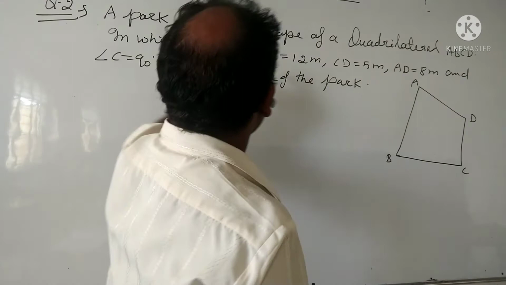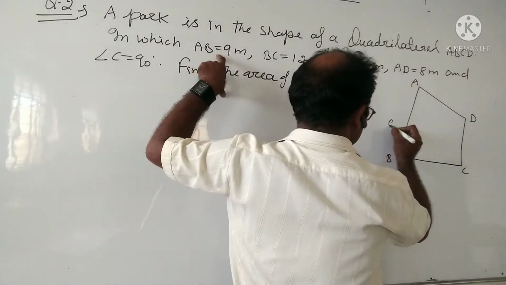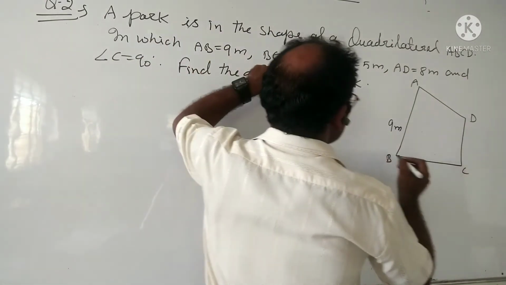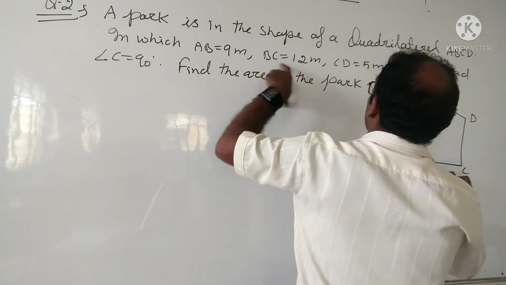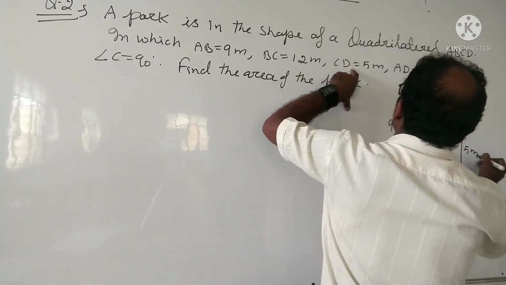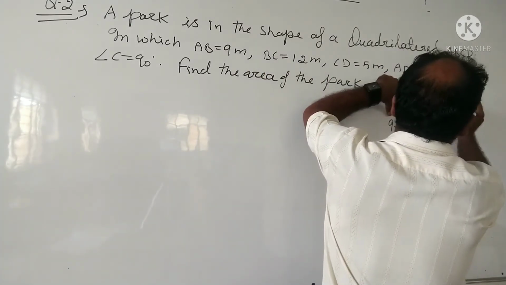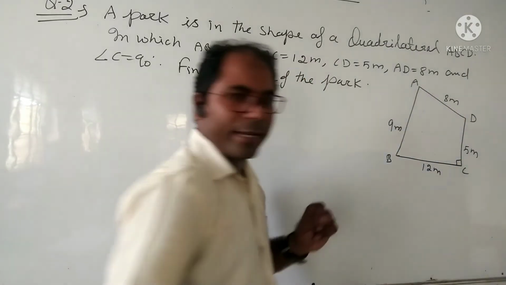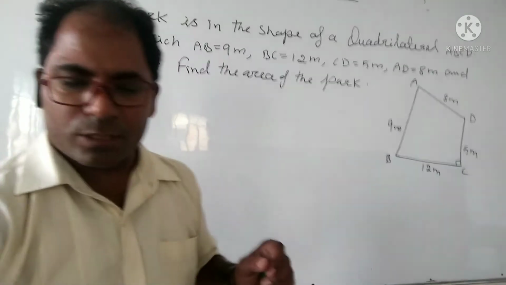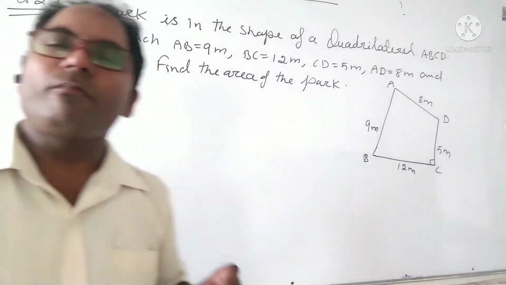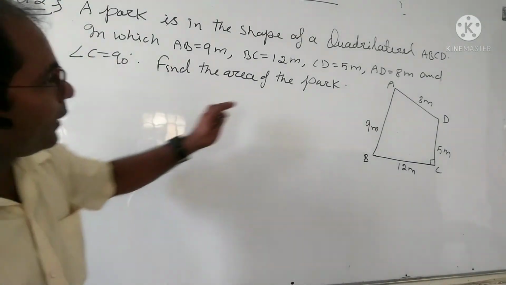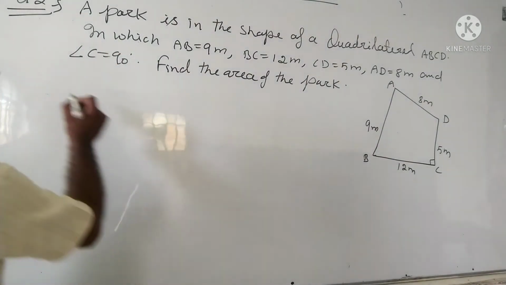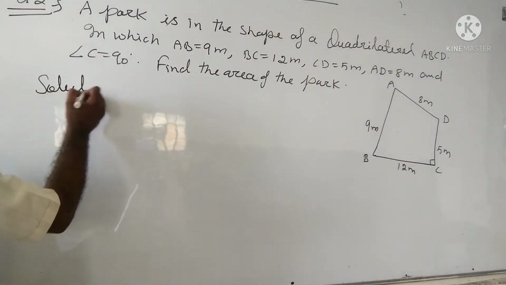Okay, here it is given AB 9 meter, BC 12 meter, CD 5 meter, AD 8 meter, and angle C 90 degree. So this is the diagram you can see. Now we have to find out the area of this park. How will we find it out?